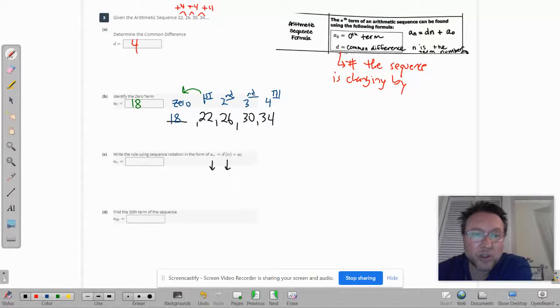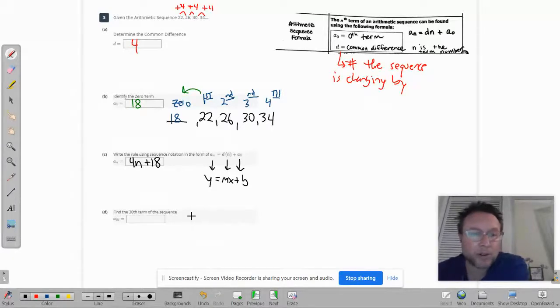But just know that this is the same thing as y equals mx plus b. The rate of change and where it starts. We actually already know all of this. So the rate of change is 4, so it would be 4n. We're using n instead of x because of the notation. Plus where it starts, which would be 18.